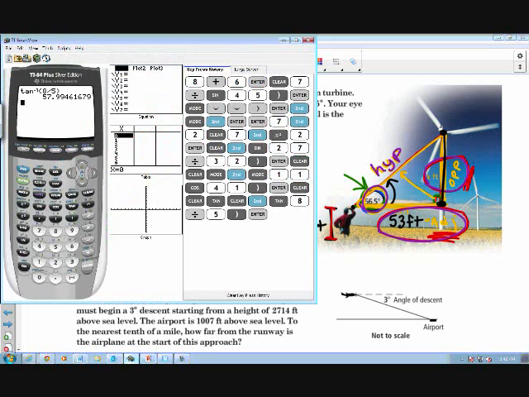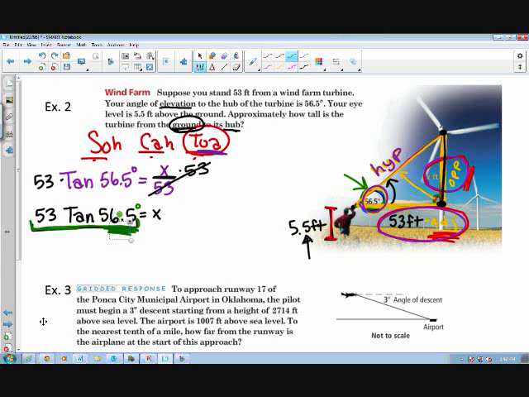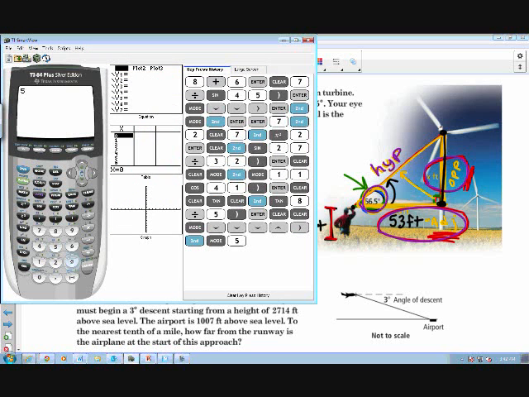So I actually have mine right here. I go into mode. The third line down, make sure degree is actually highlighted. Okay, if it's highlighted, then you're good to go. Second quit, and we're going to type it in: 53 tangent 56.5. So type that in. Okay, I'll let everyone type it in and hit enter.